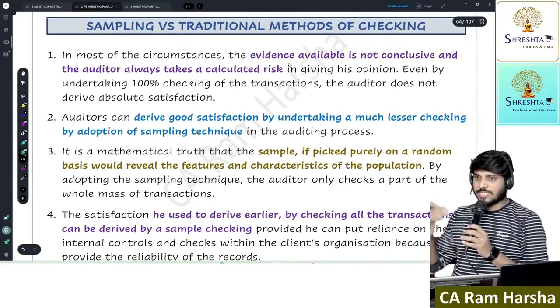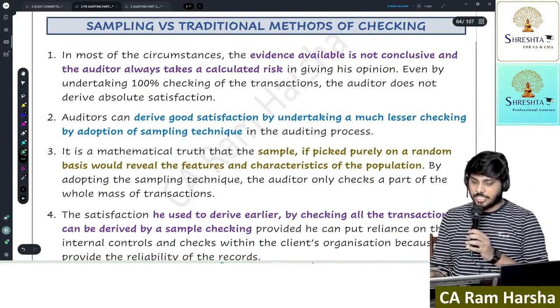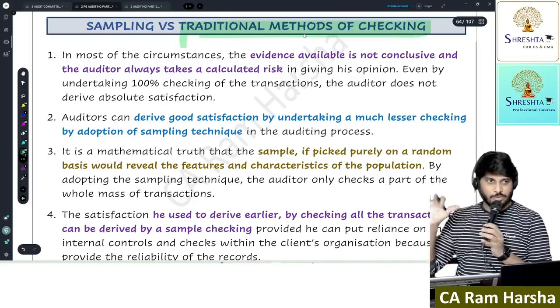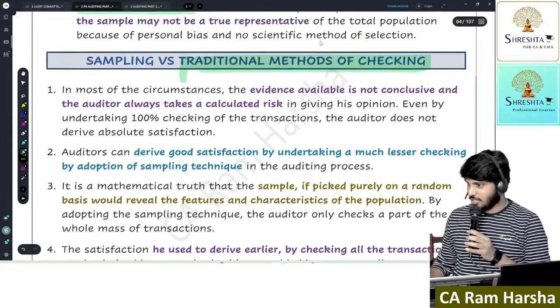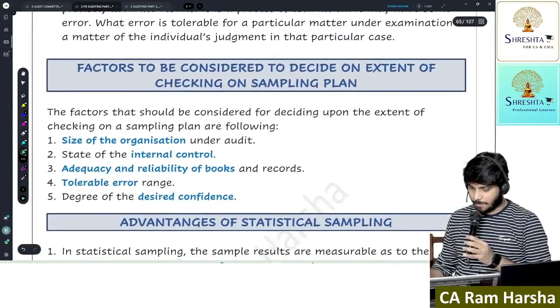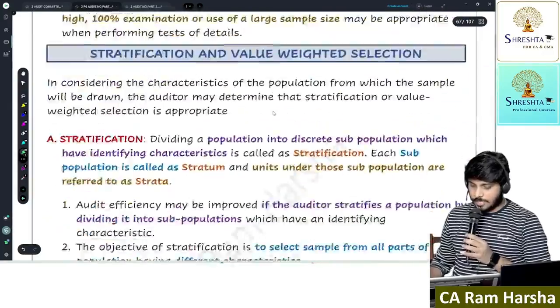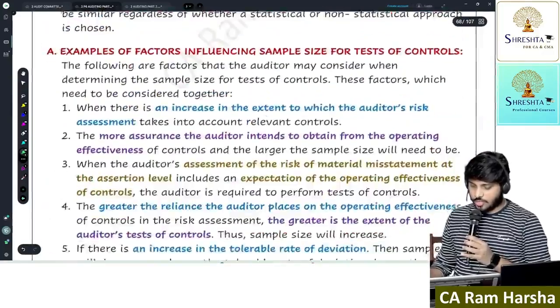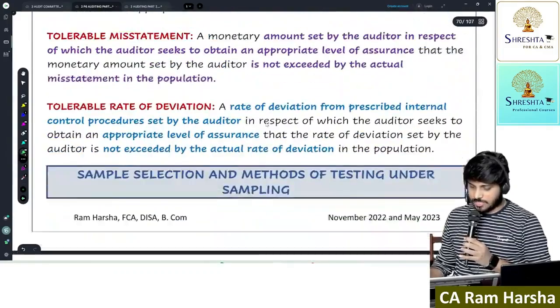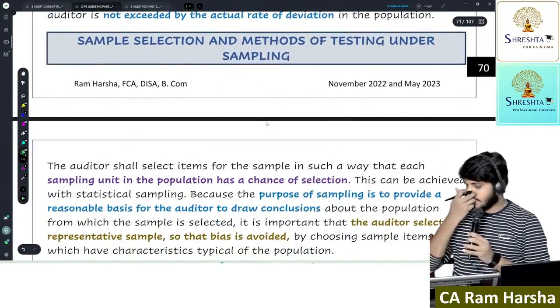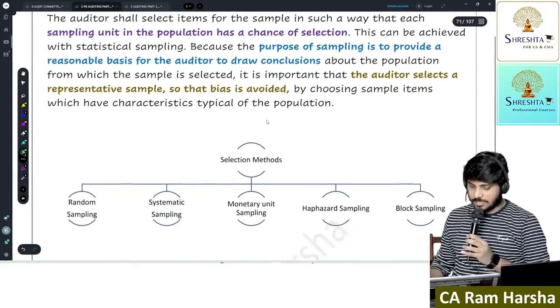Now, how sampling is different from traditional methods of checking, which is something you can read on your own and understand. Easily you can understand. Getting it? Now, factors to be considered, this I'll come back again. Now, let's look at various methods of sampling. Sample selection and methods of testing under sampling.